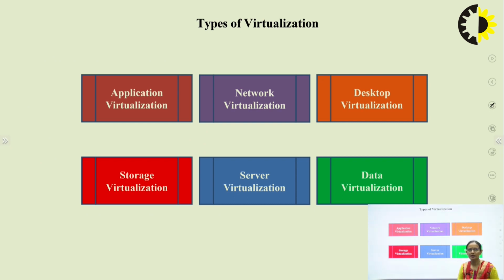Now the next one is the types of virtualization. We are having application virtualization, network virtualization, desktop virtualization, storage, server, and data virtualization. Depending upon the different types of resources and the things which we need over the cloud, different types of virtualization is possible.